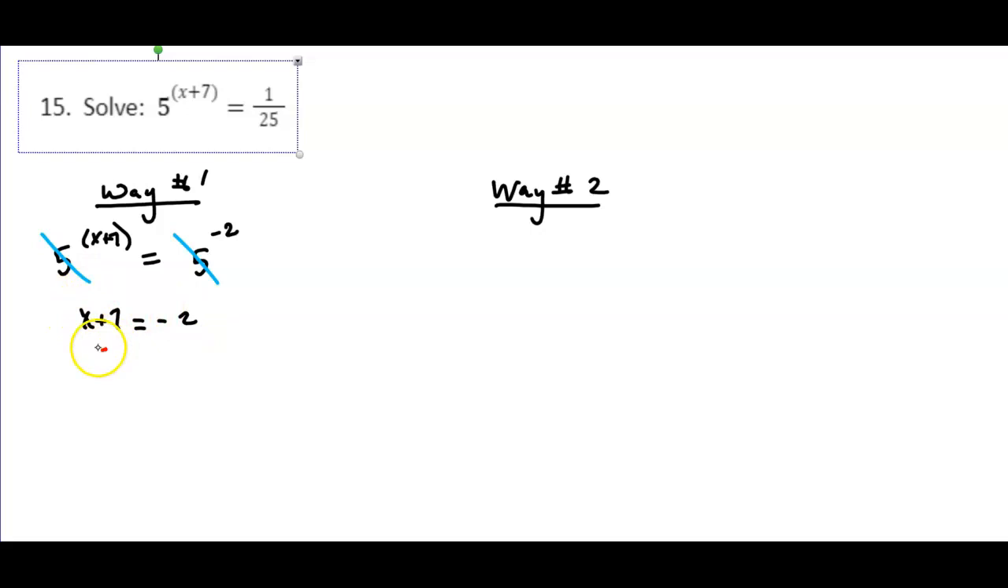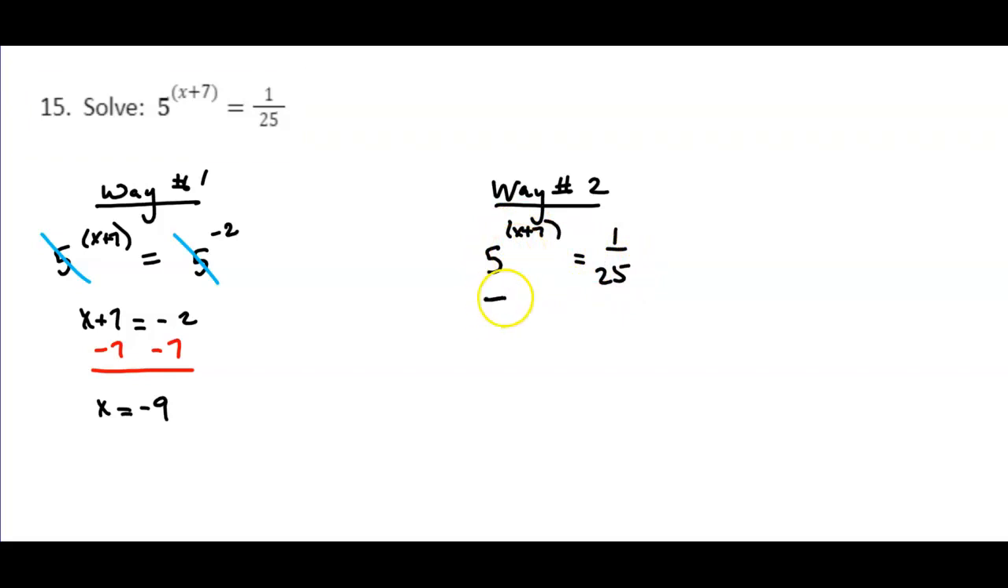So then when I subtract 7 from both sides, I get that x is equal to negative 9. So that's one way to do it. The other way is to go ahead and convert. So we're starting here. Let's say I don't realize that I can rewrite it. The exponential is already isolated. I can go ahead and convert.